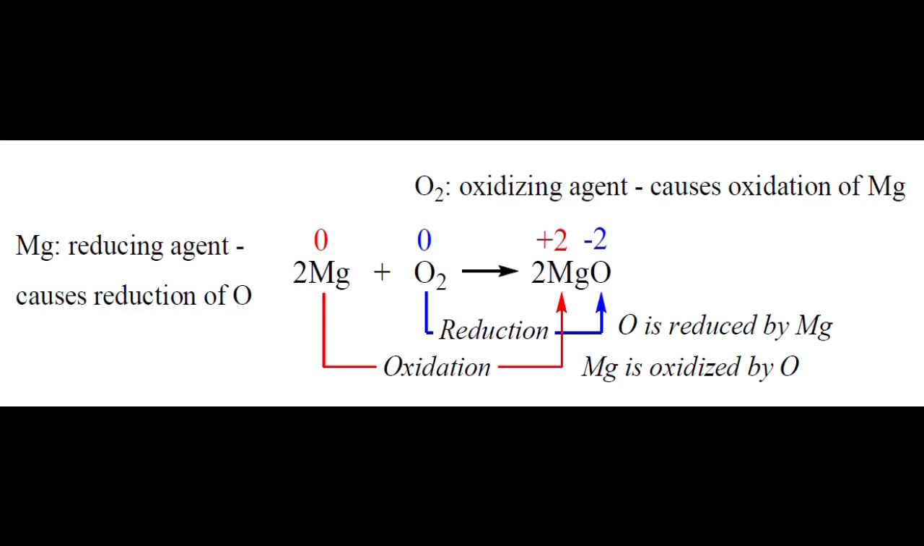2Mg + O2 → 2MgO. In this reaction, magnesium is oxidized. Initially, magnesium has an oxidation state of 0, and in MgO, its oxidation state increases to +2. The magnesium atoms lose 2 electrons each, leading to oxidation.